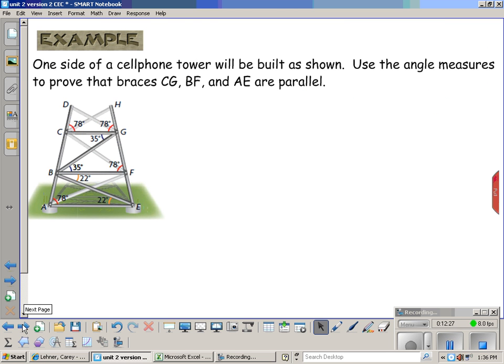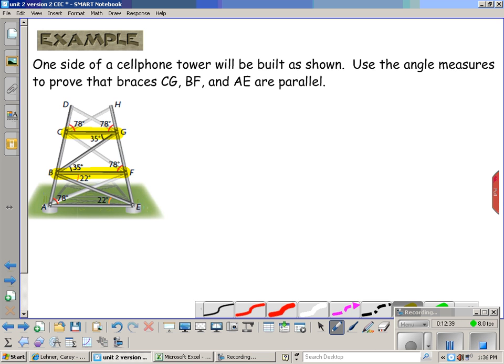One side of a cell phone tower will be built to show. Use the angle measures to prove that the braces CG, BF, and AE are parallel. So we want to prove that these are parallel using the angles that are shown.